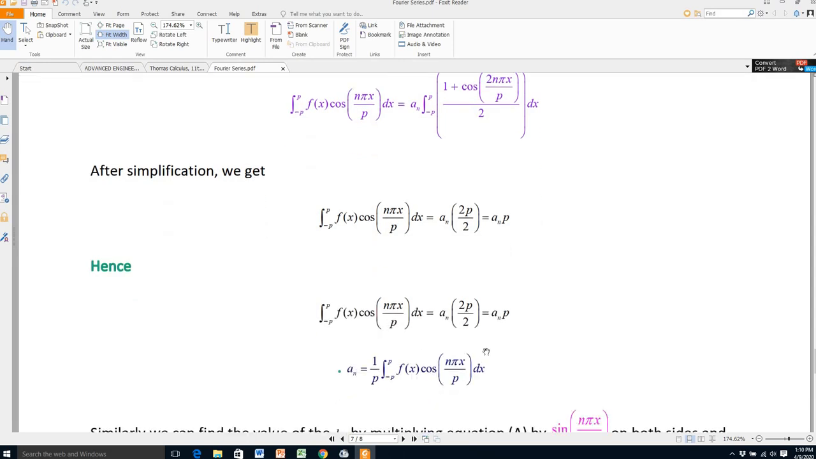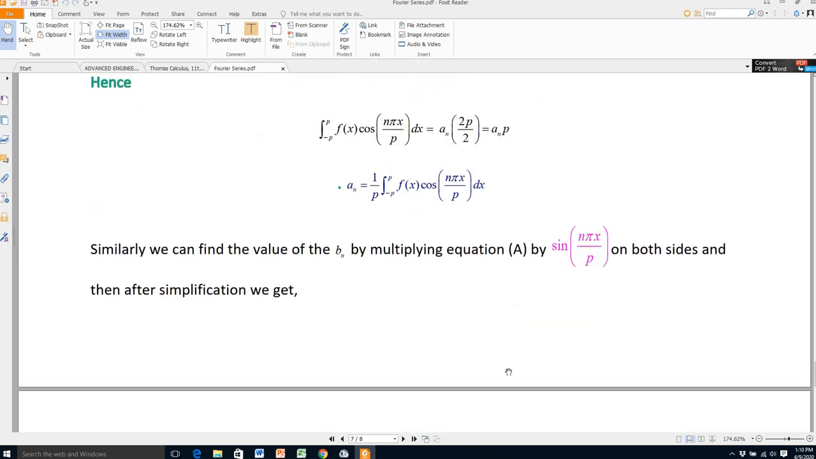Hence the integral from minus p to p of f of x cos n pi x over p dx is equal to a n times 2p over 2, which is a n p, and by dividing by p on the other side you get a n is equal to 1 over p times the integral from minus p to p of f of x cos n pi x over p dx.